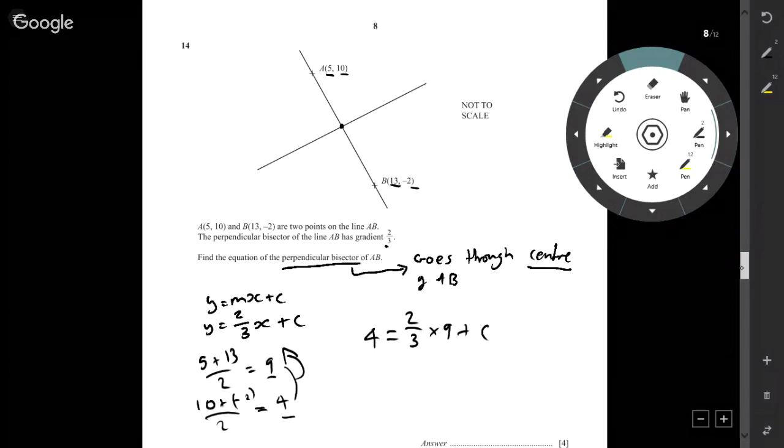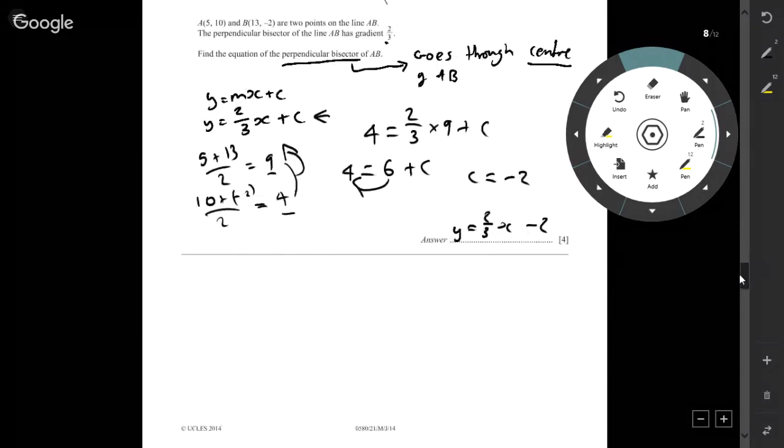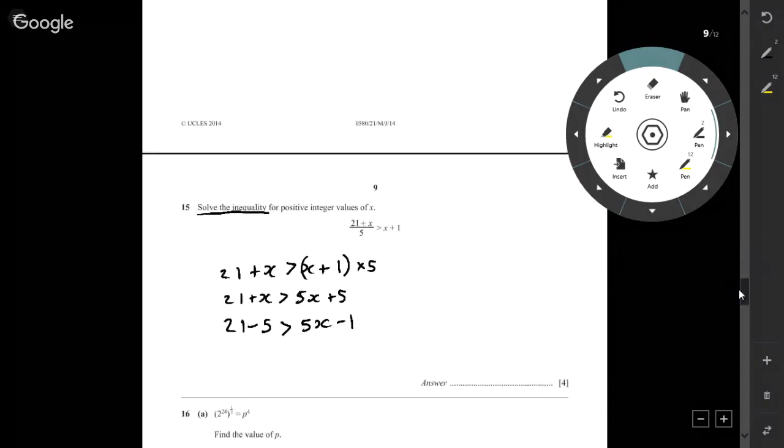Simply just pop this all into your calculator. 4 equals 6 plus c. Move that over. We find that c equals minus 2. Therefore, we can just pop that back into here. Our answer is y equals 2 over 3 x minus 2. Make sure you do all the working for that. That's worth 4 marks. They always like to see your working for 4 marks.